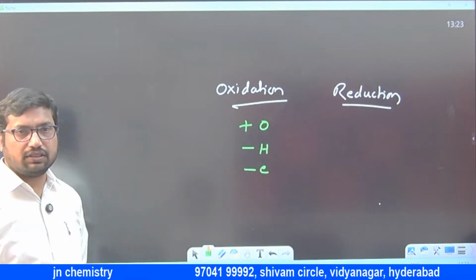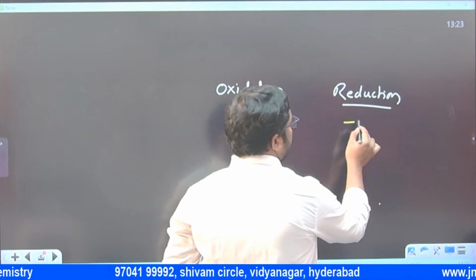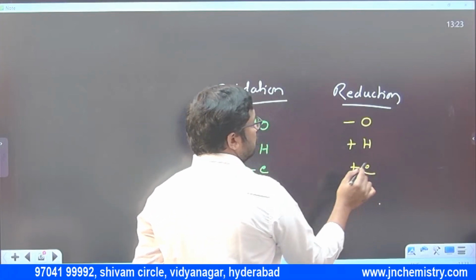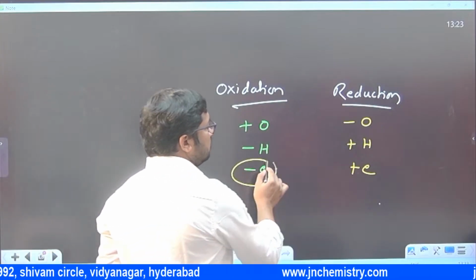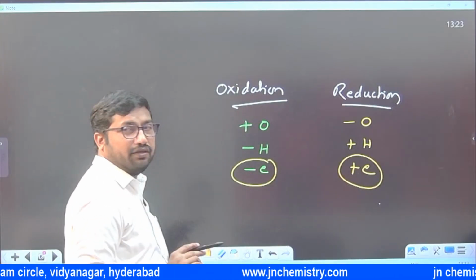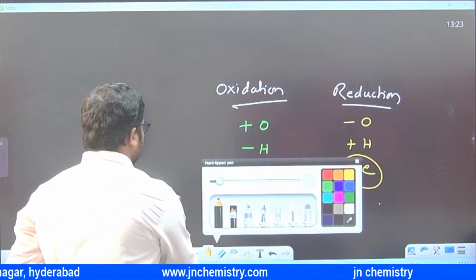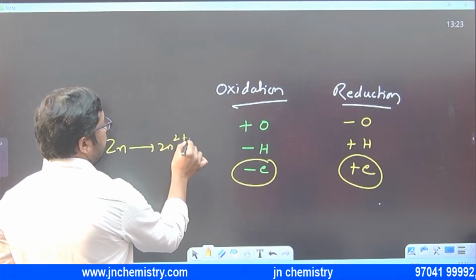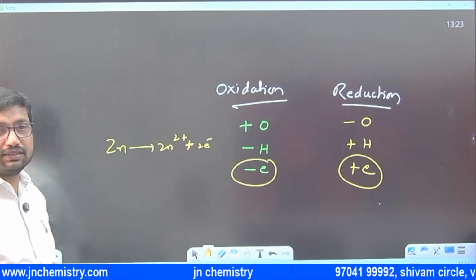They're called as oxidation. Reduction means what? Removal of oxygen, addition of hydrogen, addition of electrons. Particularly, we'll speak in terms of electrons over here. That is more than enough in electrochemistry, right? For example, Zn gives rise to Zn2+ plus 2 electrons, right? What is this?